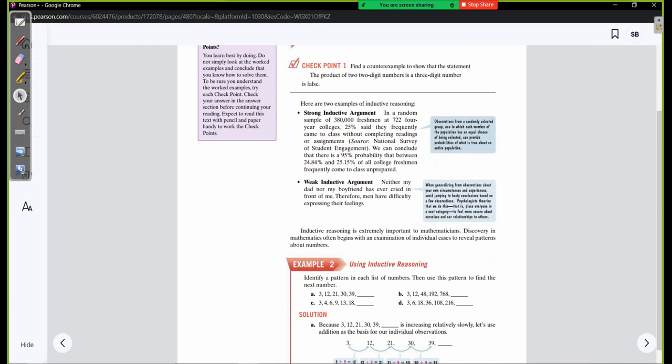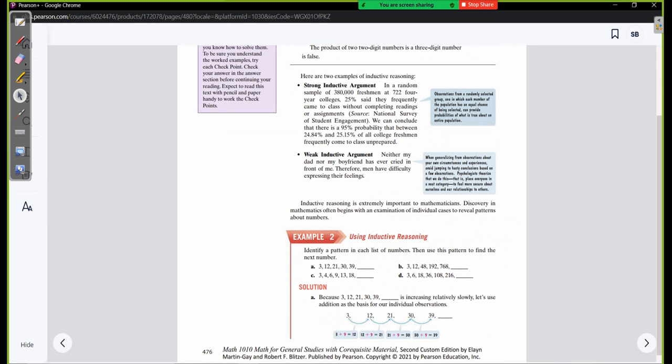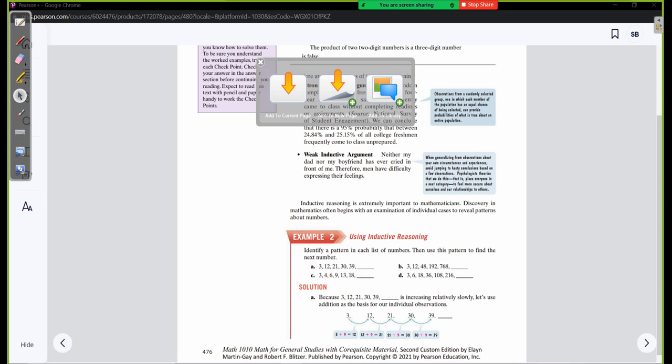Okay, so let's see. Let's snip this as well. No, that's a bad snip job. Let's try that again.